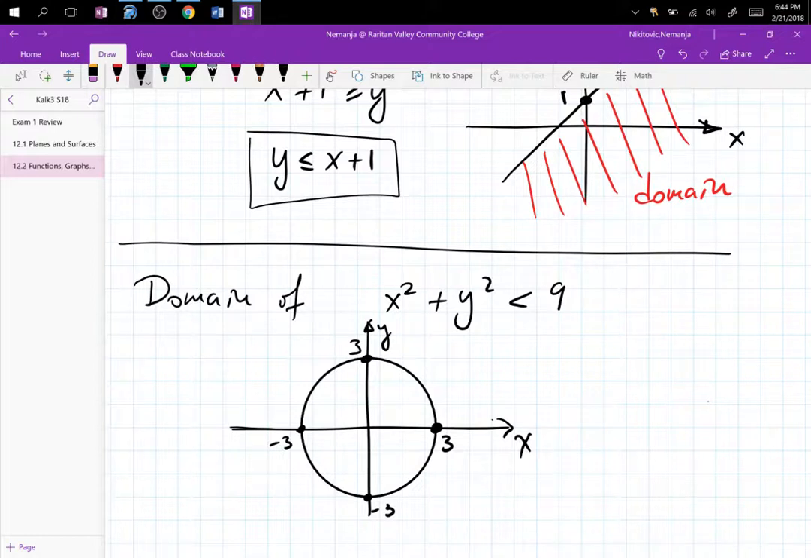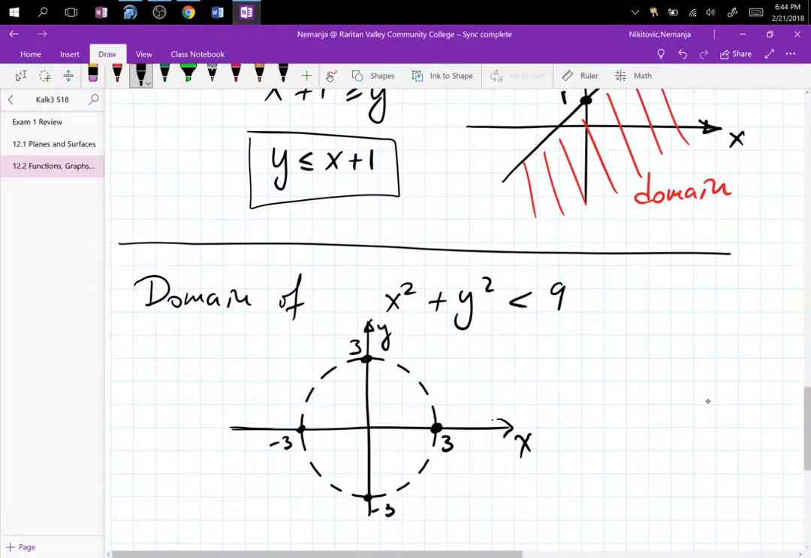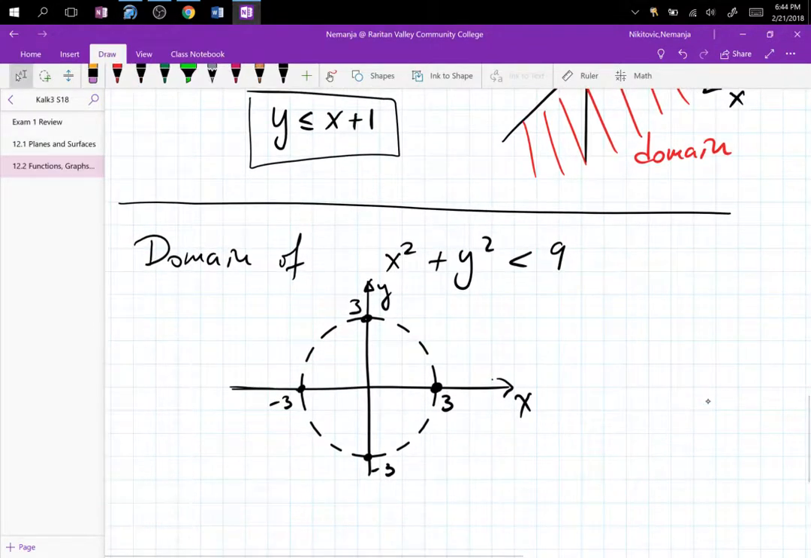So I have to go here in this eraser and use it as the eraser, not as a stroke, because it will erase the entire circle. I just need to make this dashed. That's all I need to do. Make it dashed. Go back to stroke, and then this one. So now, what is the domain? The domain is only inside of the circle. So I shade inside.